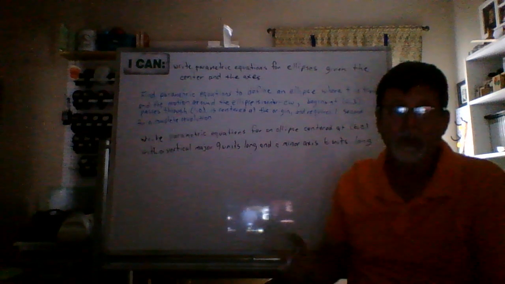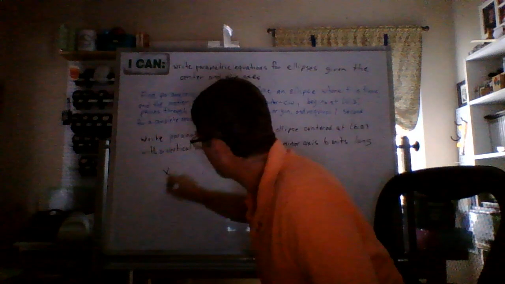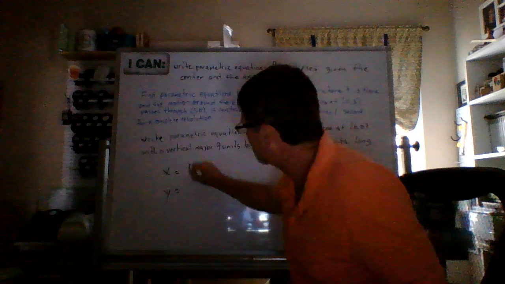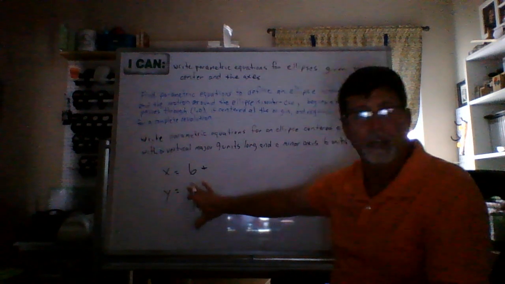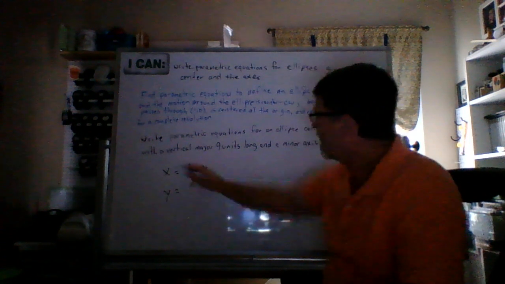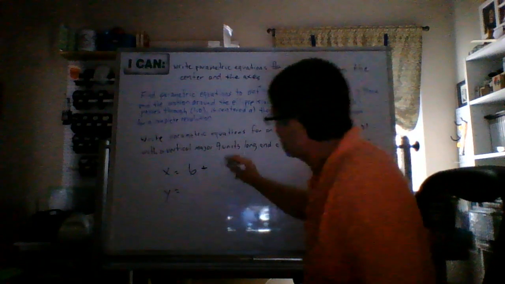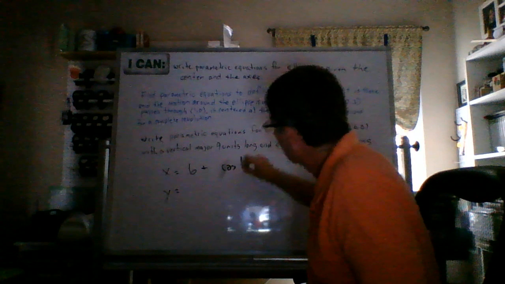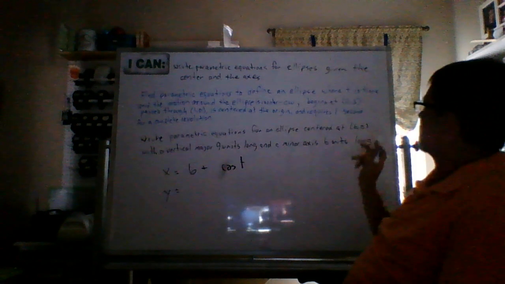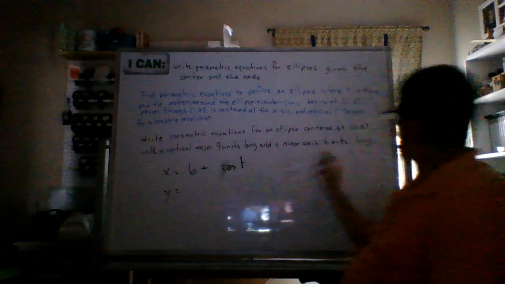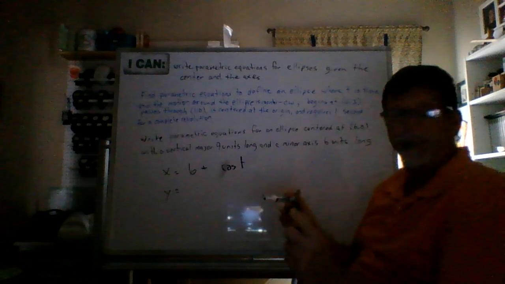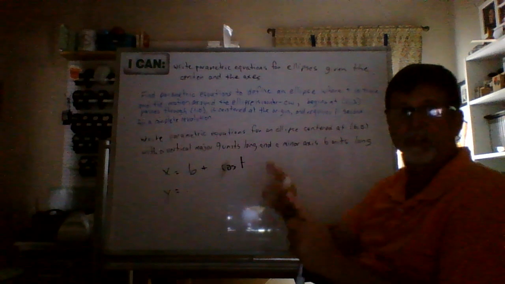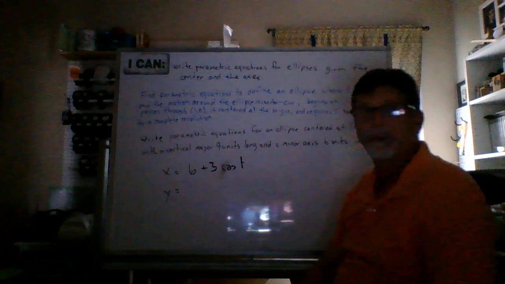Since I'm writing parametric equations, I'm going to use an x and a y. x equals and y equals. The center is (6, 0), so it's going to be 6 plus something, 0 plus something. The x value is the cosine value, so it's going to be a cosine t. And I need to know how far out I am going. Well, this is the minor axis, 6 units long. If the minor axis is 6 units long, the distance from the center to the co-vertex is 3. And so I'm going to get 6 plus 3 cosine t.